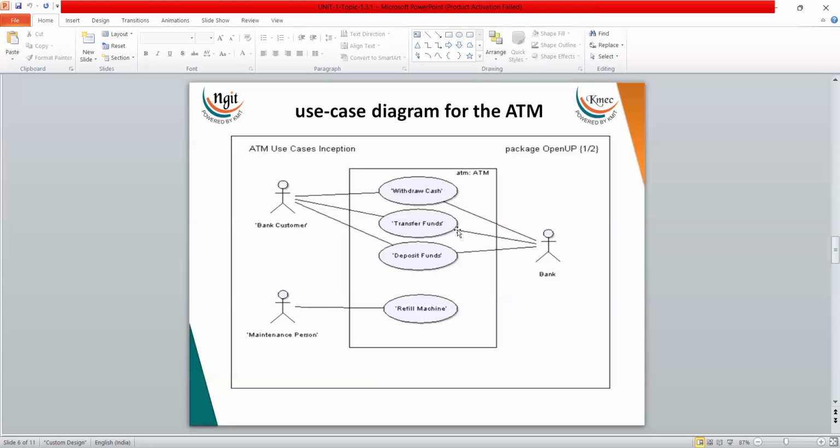The person is nowhere related to transferring funds, deposit, or withdraw. So as we can see, that is the relation between the actor and this use case. And if you see the bank customer, they have a relation with withdraw cash, transfer funds, and deposit funds. At the same time, the bank employee has interaction with all the cases like withdraw, transfer, and deposit.